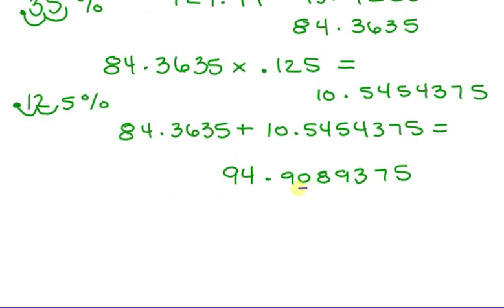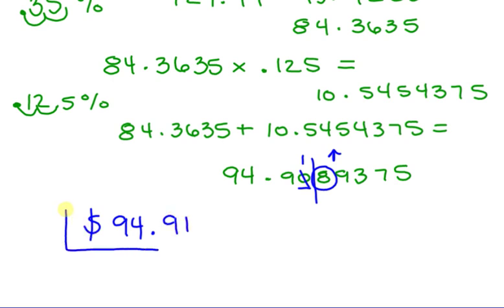So we go to the hundredths place, we draw our stick, we circle the next number. The 8 tells us to round up, cross out the 0, make it a 1. The total cost of the tent at REI after the discount and the tax is $94.91.